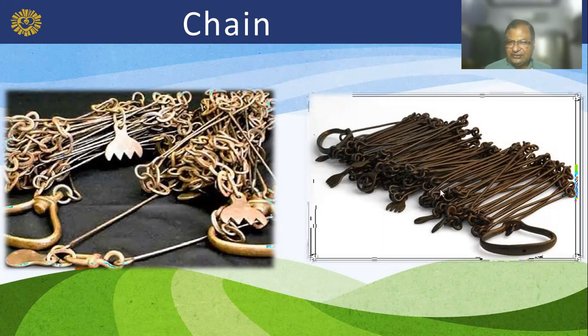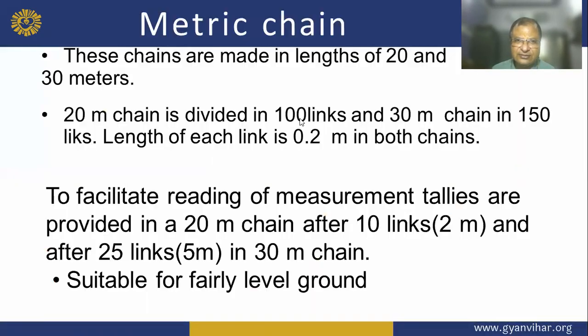This is the metric chain. Now we are using this new type of chain. You have seen this is the tally, this is the link, and this is the entire chain. This is 20 meter, this is 30 meter. One link's length is 20 centimeters, common to both of them. To facilitate reading of measurement, tallies are provided in the 20 meter chain after every 10 links, like 2 meters, and after every 25 links, 5 meters, in the 30 meter chain. It is suitable for fairly level ground.